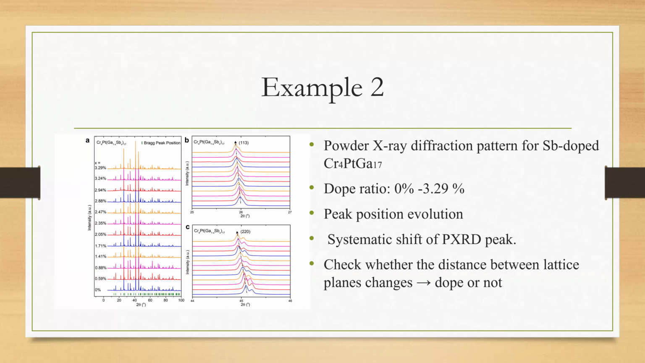And here is example two. This is a project from when I was an undergraduate, antimony-doped chromium 4 platinum gallium 17. When we doped this compound with variable antimony concentrations, the powder XRD peaks shift slightly, indicating changes in lattice parameters. By tracking the peak position, we can confirm whether doping is successful and how it affects the crystal structure. A systematic shift in peak position usually means the interplanar spacing is changing as we substitute a different ion.